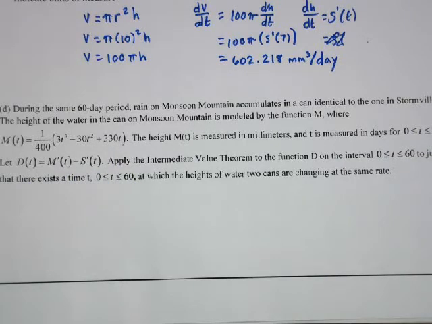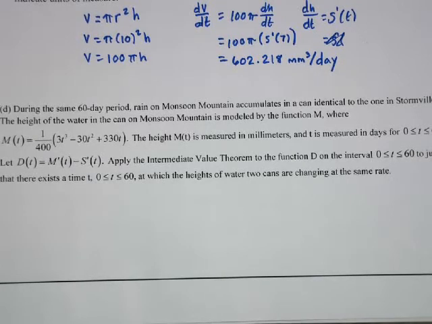Apply the intermediate value theorem to the function D on the interval 0 to 60 to justify that there is a time where the heights of the two cans are changing at the same time. All right, there's a lot of information here.